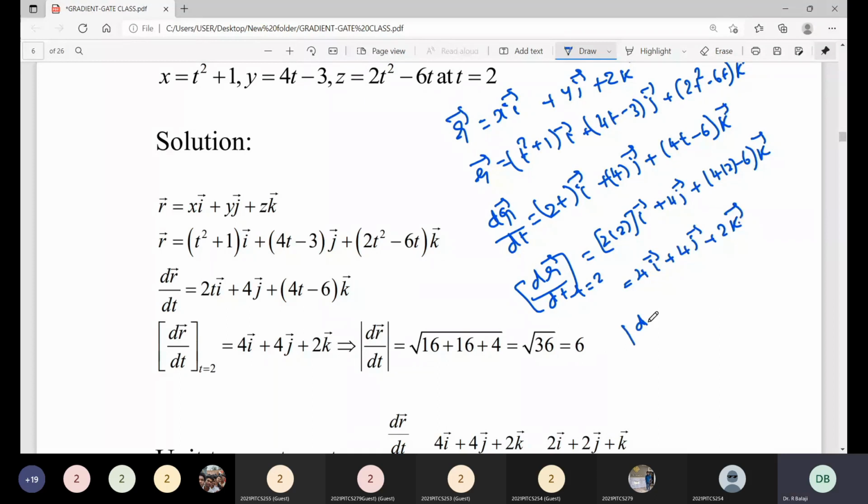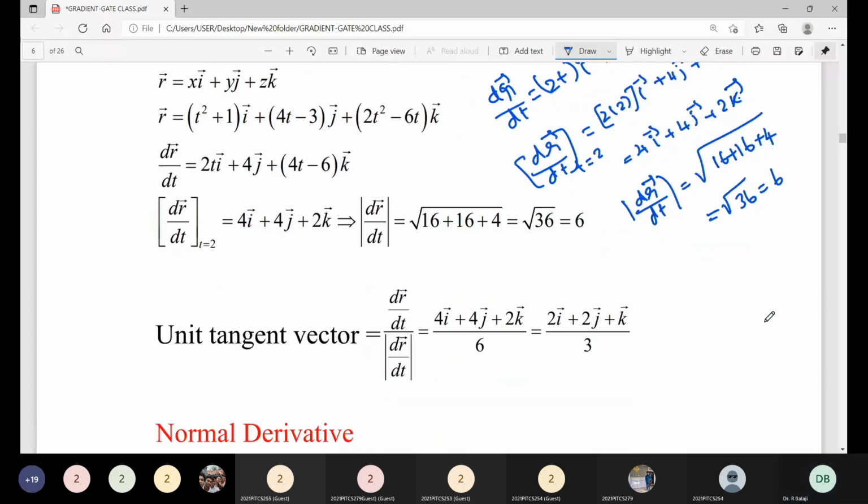Modulus of dr vector divided by dt is equal to root of 16 plus 16 plus 4, which is root of 36, which is nothing but 6. Now, unit tangent vector is equal to 4i vector plus 4j vector plus 2k vector divided by 6, which is equal to 2i vector plus 2j vector plus k vector divided by 3.